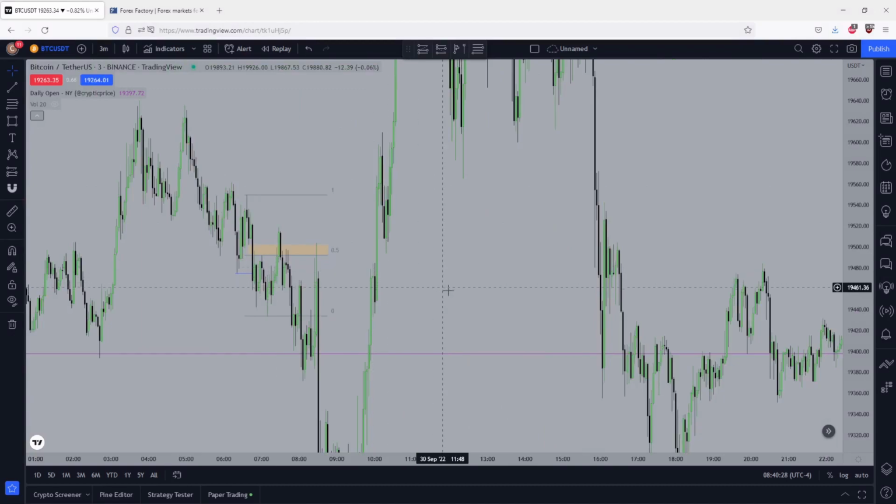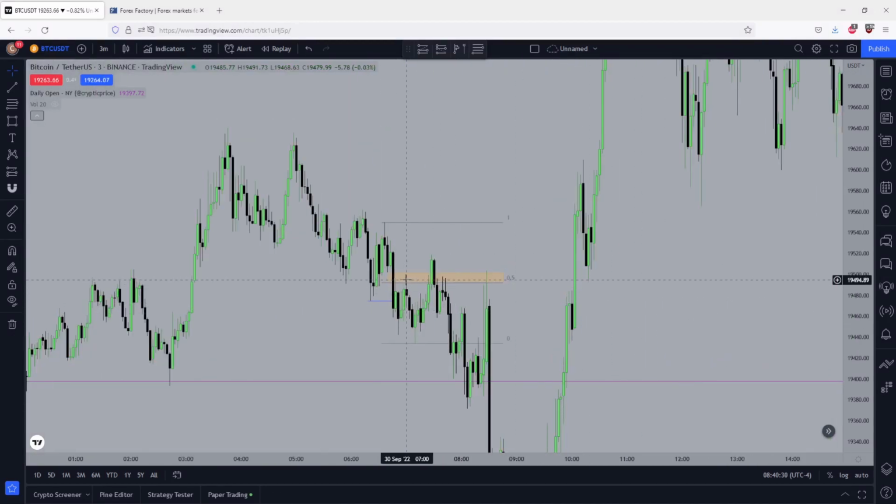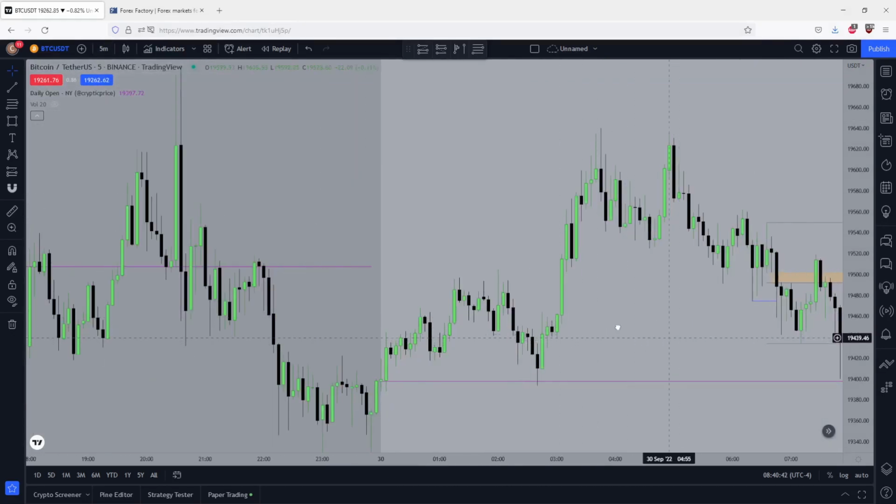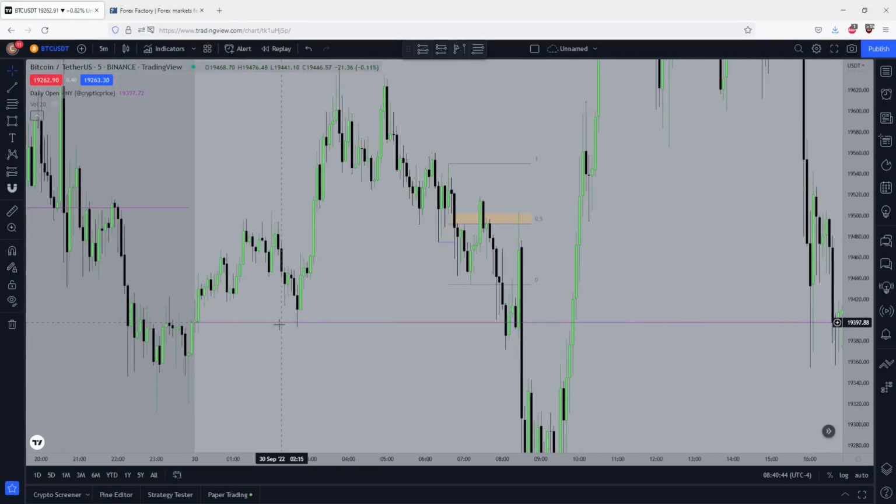Actually, let me check that. Yeah, on the 3 minute the fair value gap goes up a little bit higher, and on the 3 minute you can see there's an up close candle which it respects. It just goes into it but not through it, and then it starts to sell off again, taking out this low right here and attacking this. It filled it.